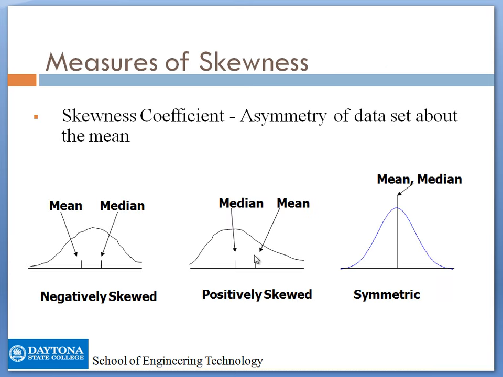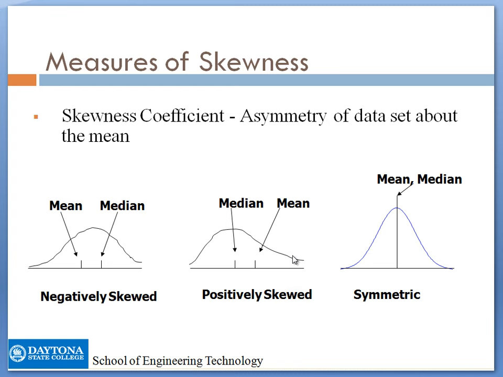And we can see this here. You see that the mean will be located to the right where the long tail is, and the median will be to the left. Remember that the median and the mean are part of the measure of central tendency.